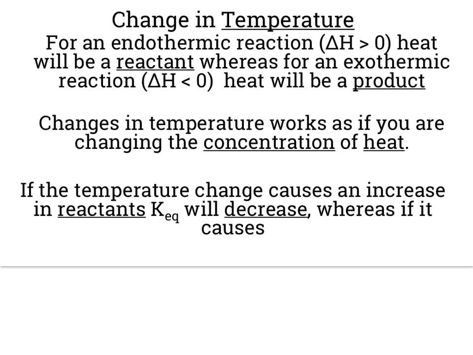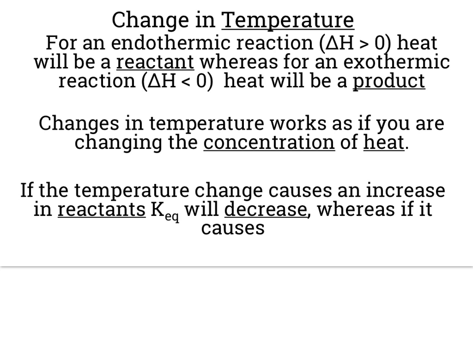So, changing temperature. For an endothermic reaction, where delta H is positive, heat will typically be a reactant. For exothermic, heat will be a product. Because for endothermics, you're requiring energy, so reactant. Exothermics, you're producing energy, product. Once you've got that established, changing temperature comes exactly back to changing concentration. If heat is a reactant, you're changing the concentration of a reactant. If heat is a product, you're changing the concentration of a product. And just go back to what you did in the previous one.